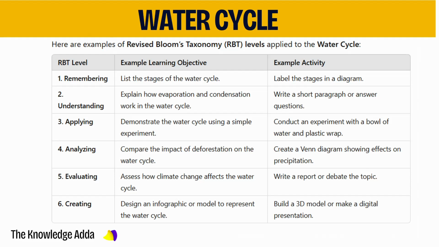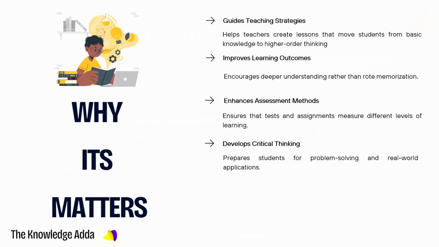Now this is the water cycle, and here we can see which types of questions we can make on the topic of the water cycle. Remembering: list the stages of the water cycle. Understanding means explain how evaporation and condensation work in the water cycle. Applying means demonstrate the water cycle using a simple experiment. Analyzing means compare the impact of deforestation on the water cycle. Evaluate means assess how climate change affects the water cycle. Creating means design an infographic or model to represent the water cycle. By a simple topic also we can see how RBT levels can be defined.